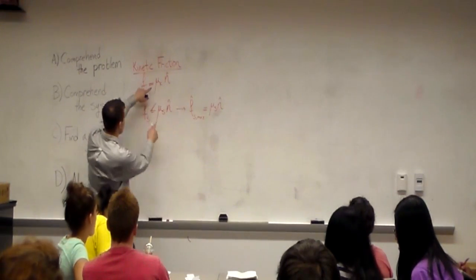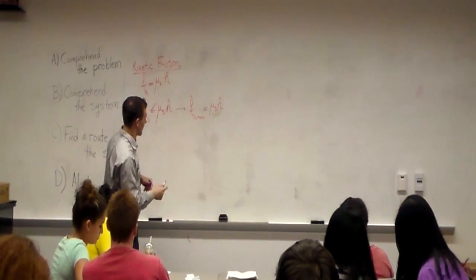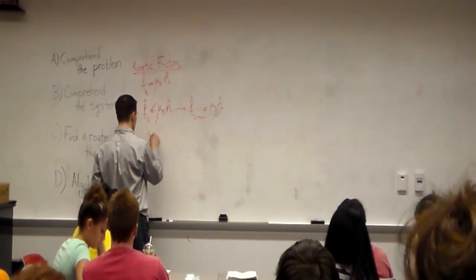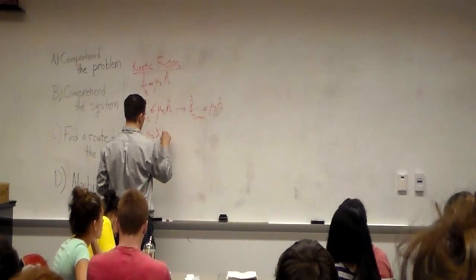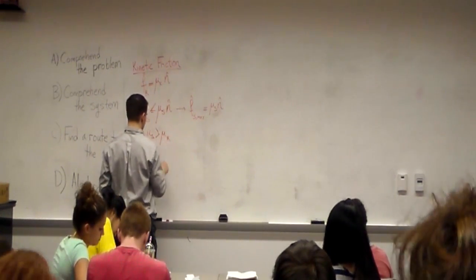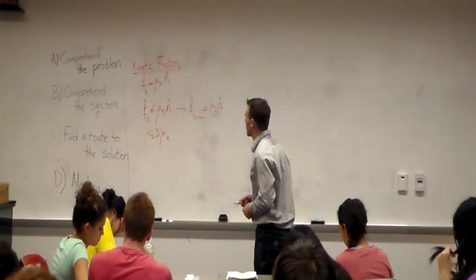Which one's bigger, static or kinetic? Generally speaking, static is larger than kinetic. So we have almost as a universal truth that mu static is greater than mu kinetic. Anything else? Anything else?